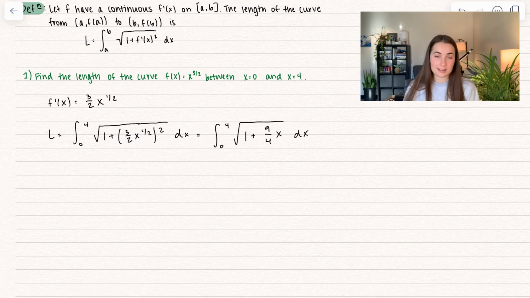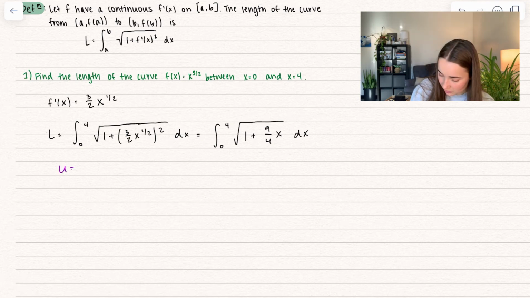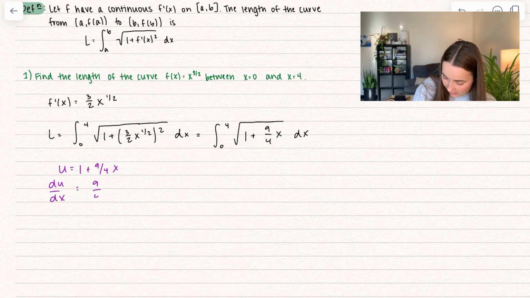So if you know how to integrate that straight, that's great. You can go ahead and do that. I'm going to go ahead and use u substitution. So I'm going to say u equal to the inside. And here we can find du dx, right? So we take the derivative, we get 9/4, and we can solve for dx.